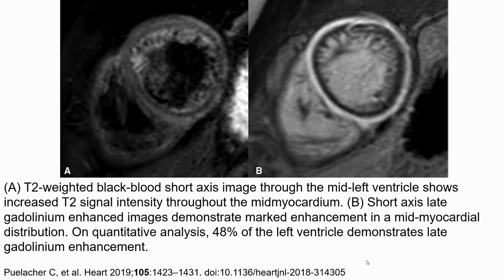A. T2-weighted black blood short axis image through the mid left ventricle shows increased T2 signal intensity throughout the mid-myocardium. B. Short axis late gadolinium enhanced image demonstrates marked enhancement in a mid-myocardial distribution. On quantitative analysis, 48% of the left ventricle demonstrates late gadolinium enhancement.